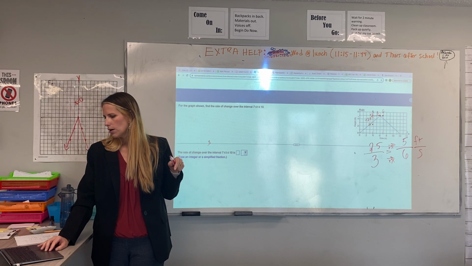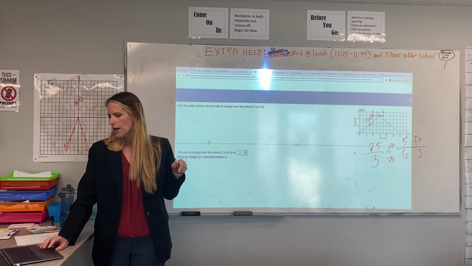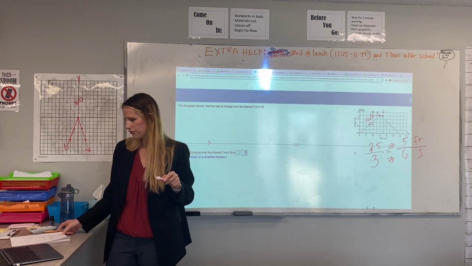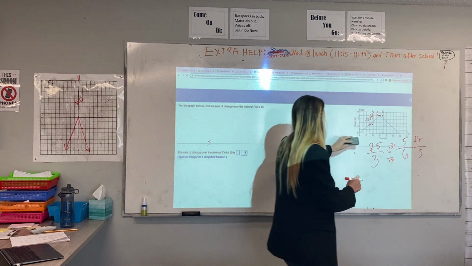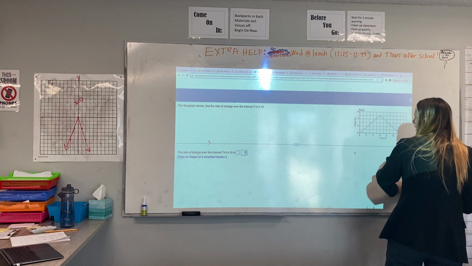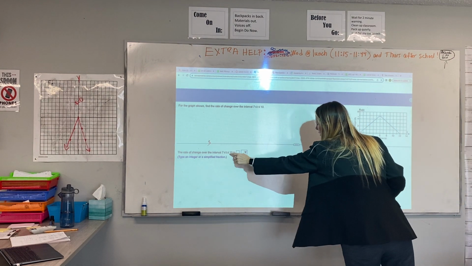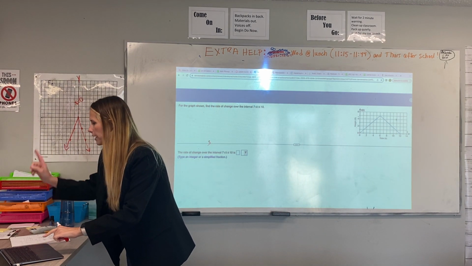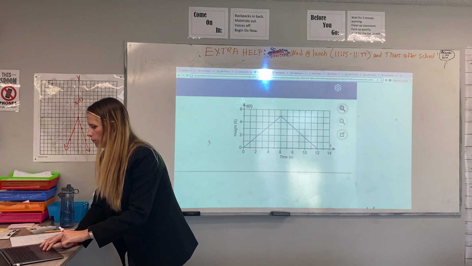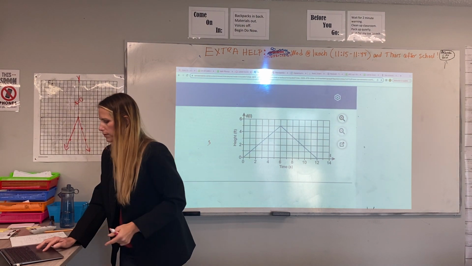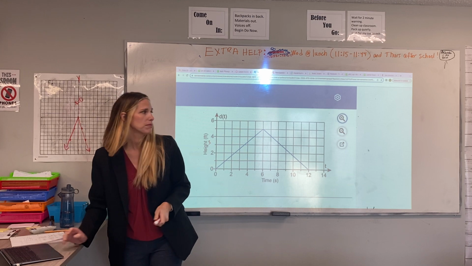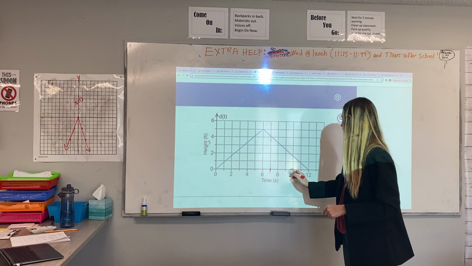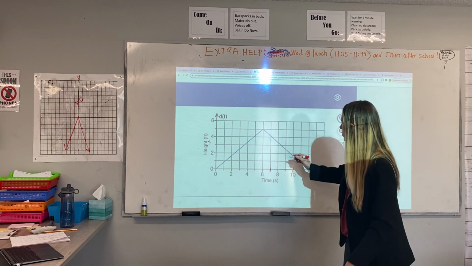Okay, this one's really tricky because the graph is a little bit off, okay? The graph is strangely off. It wants us to go from 7 to 10. Yeah? Just give me a second, okay? I don't know why. Okay. They want us to go from 7 to 10, so let's take a look. From 7 to 10.